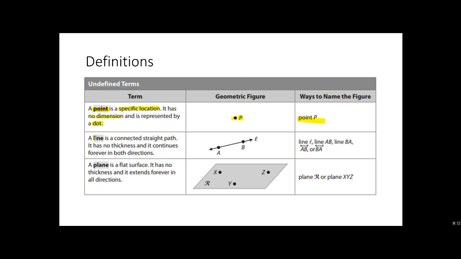All right, next up, a line. A line is a connected straight path. It has no thickness and it continues forever in both directions. That's what these arrows mean. The arrows just mean you have 2 points with a line cutting through it, and it just continues on forever after they pass through the points. Also, fun fact, you need 2 points to form a line.